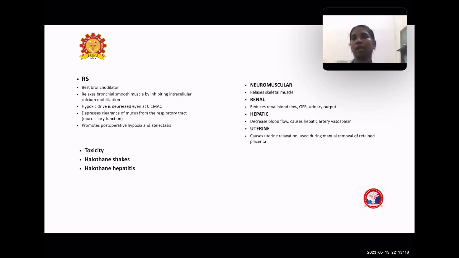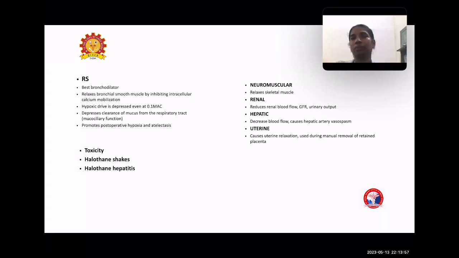Once the placenta gets retained after normal delivery, sometimes the placenta won't come out. So in the retained placenta, they will post the case for manual removal of retained placenta. You have to use halothane, as it causes uterine muscle relaxation. Whereas if you are giving GA for a normal LSCS, you should not use halothane, because it causes uterine muscle relaxation and so venous bleeding will occur. So only for manual removal of placenta should you use halothane, whereas for normal LSCS you should not use halothane.